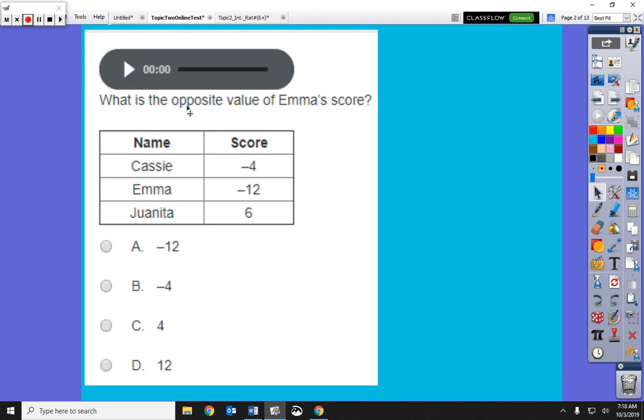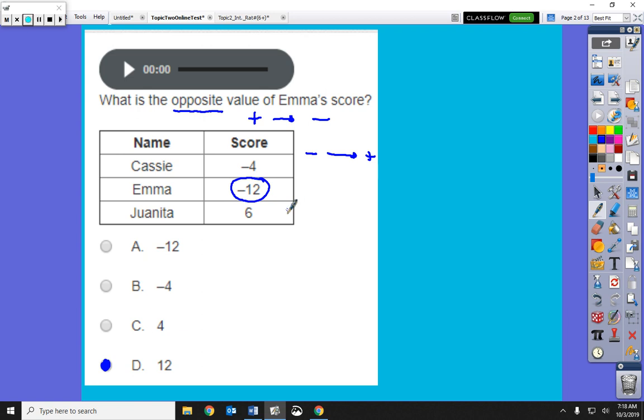First one: what is the opposite value of Emma's score? Okay, if Emma's score is positive, then we know the opposite would be negative. If Emma's score was negative, then the opposite would be positive. So I'm looking at Emma's score here. Cassie, Emma. I see that Emma has a negative 12. Well, the opposite of negative 12, the number that is the same distance from 0, would be a positive 12. So the opposite value of Emma's score is a positive 12.